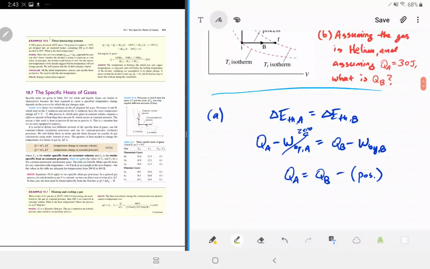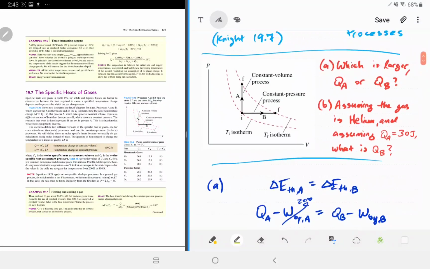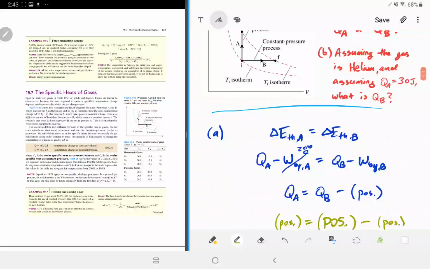Remember, delta E thermal is positive because delta T is positive. So we know QA is positive. So QB is something minus a positive number equals still a positive number. So this is an even bigger positive number. That's not POS, that's not the abbreviation. It's positive. So QB is bigger than QA, and they're both positive. Okay, QB is bigger. We've answered part A, which is larger, QA or QB.